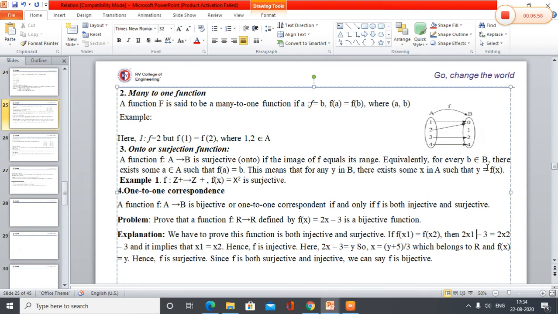Now for surjective, for each b belonging to capital B, for every element of set B we should have some a in A. So here f is the function 2x minus 3, suppose this is equal to y. What is the value of x? I can tell x is equal to (y plus 3) by 2. So for every y there should be some x. Whatever value of x I get will always belong to R, because it's a function on the set of real numbers. So it is surjective also. So it is injective and surjective both, so we can say it is a one-to-one function or a bijective function.